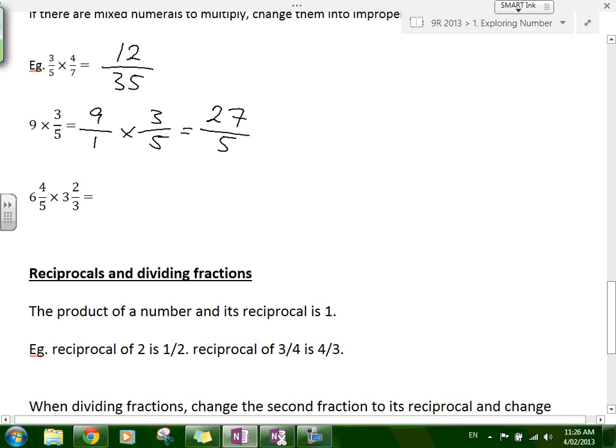6 and 4/5 times 3 and 2/3. What do you have to do first in these, Emma? What are these things called? Yeah, good. Let's do that. So what's 6 and 4/5 as an improper fraction? Good. 34 over 5 times, what's 3 and 2/3 then as an improper fraction? Good. 11 over 3. What's 34 times 11? Josh. 374.